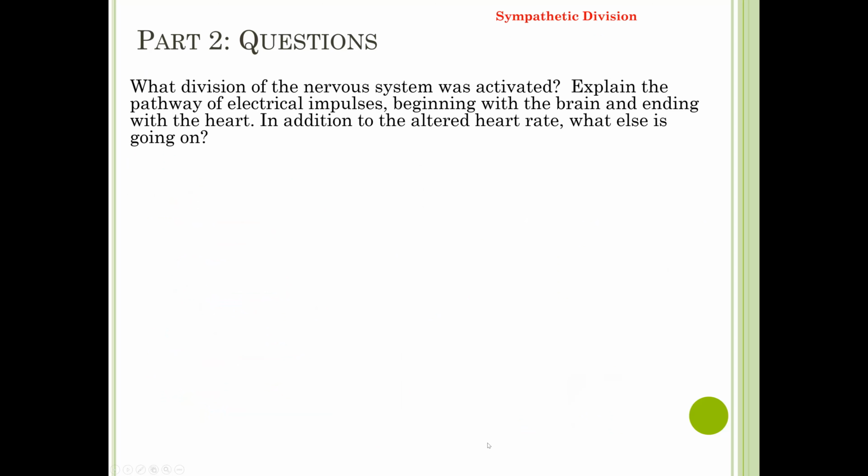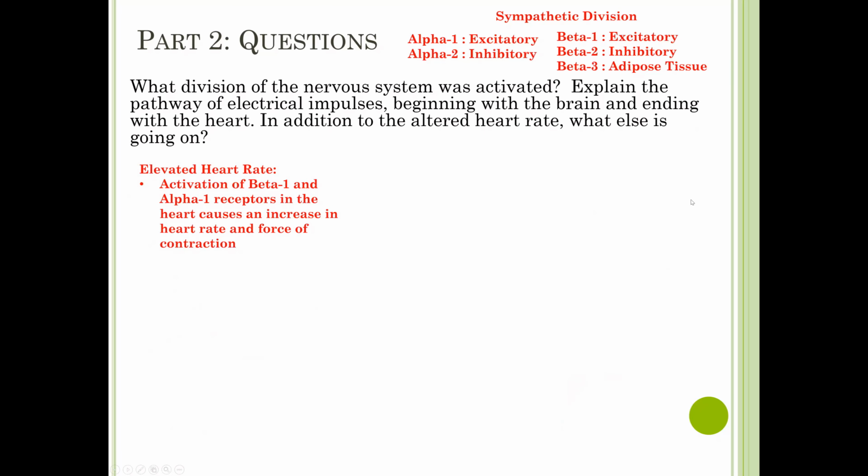And so if we look at what caused the altered heart rate, let's first remember that in the sympathetic division, we have 2 types of receptors, alpha and beta. Alpha 1 is an excitatory receptor. Alpha 2 is an inhibitory receptor. Beta 1 is excitatory, beta 2 is inhibitory, and then beta 3 is only found in adipose tissue. So the elevated heart rate that you feel after you've been scared is because of activation of beta 1 and alpha 1 receptors in the heart, which causes an increase in the heart rate and the force of contraction of the heart. But again, the take-home message is to think about what the sympathetic division is doing.